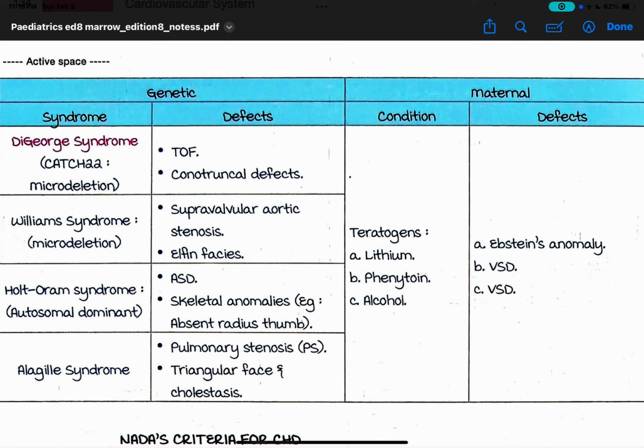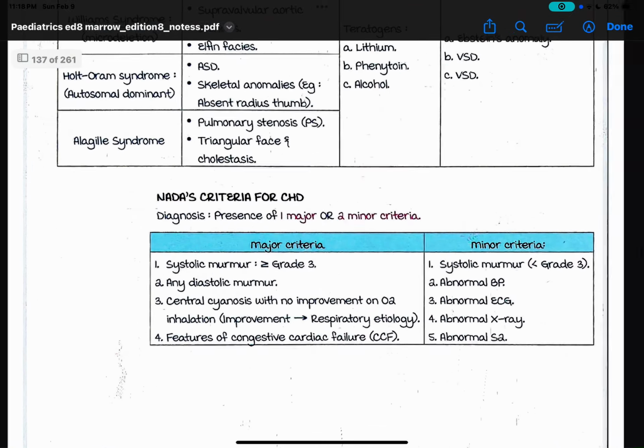Maternal conditions, teratogens: lithium, phenytoin, and alcohol. The defect for lithium is Ebstein anomaly. Phenytoin and alcohol cause ventricular septal defect.